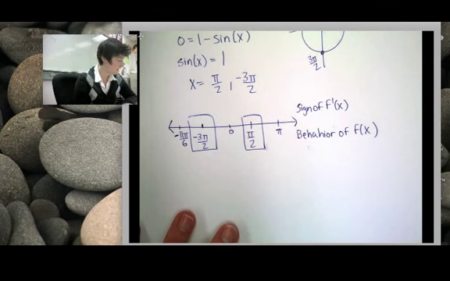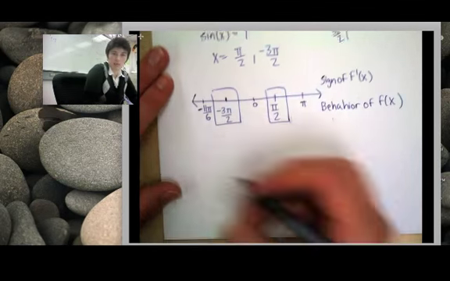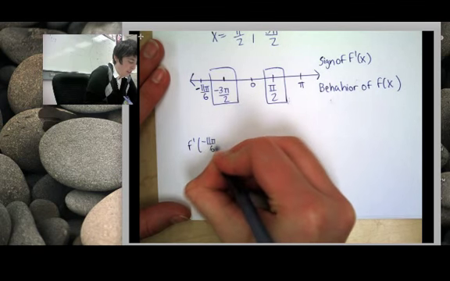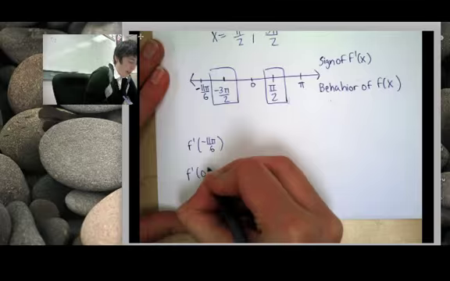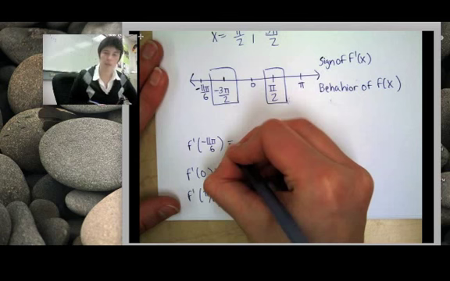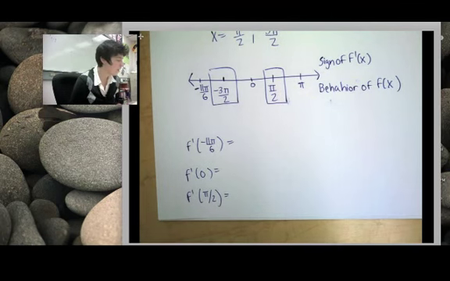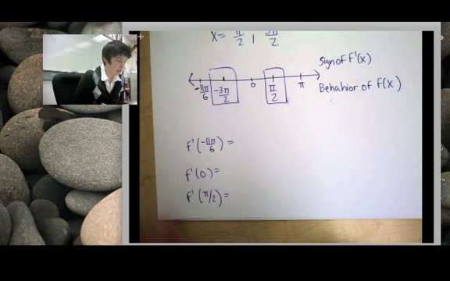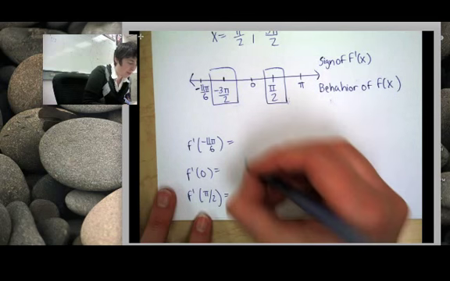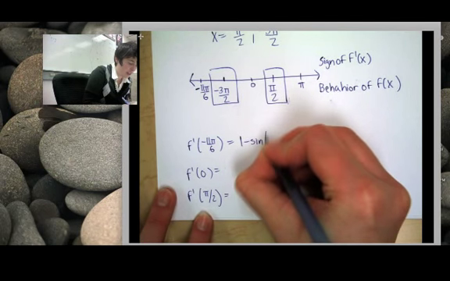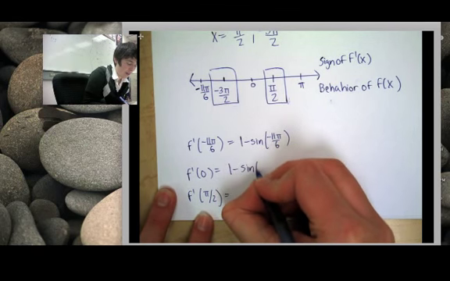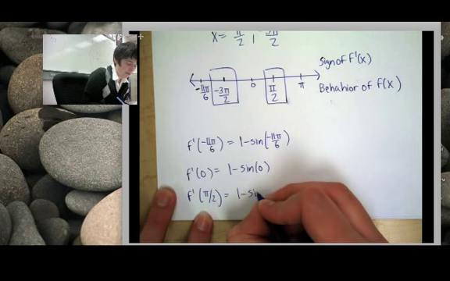And then we're going to plug all these in. So we need to find, let's put a little note down here, f prime of negative 11 pi over 6, f prime of 0, and f prime of pi over 2. And with these three values, we'll be able to finish our chart up. So negative 11 pi over 6, remember what our derivative was? It was 1 minus sine of x. So it's going to be 1 minus the sine of negative 11 pi over 6, 1 minus the sine of 0, and 1 minus the sine of pi over 2.